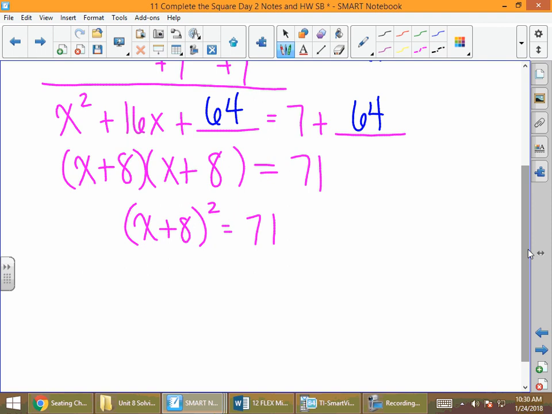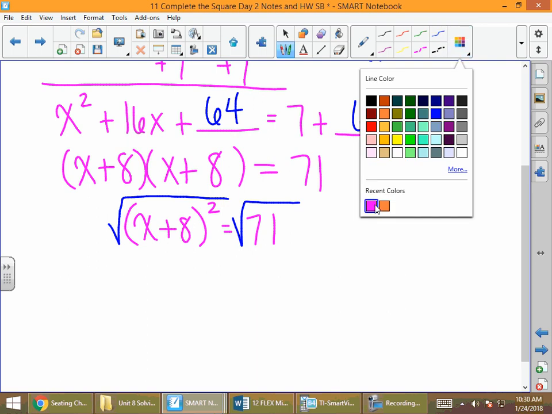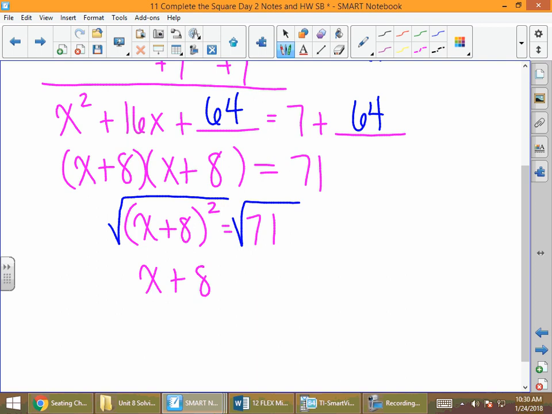And that leads us to our next step, which is to find the square root. And the nice thing is that square rooting and squaring are inverse operations. They cancel each other out. So off to the left, we're simply left with x plus 8. Over here on the right, don't forget that when we take the square root, it's going to be plus or minus. We had to do that under our previous example.